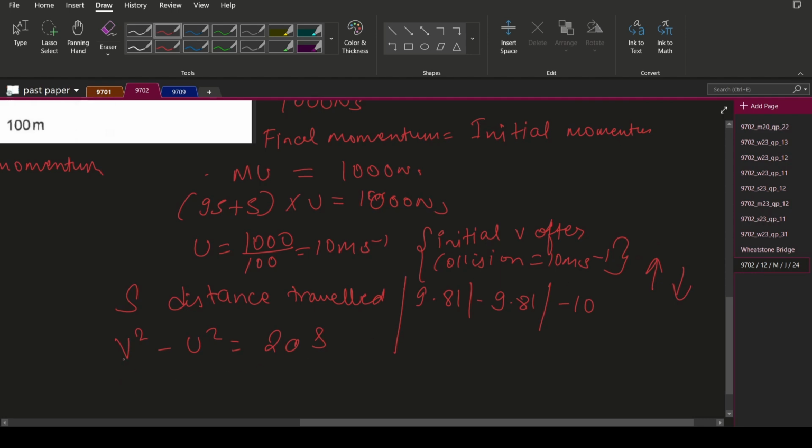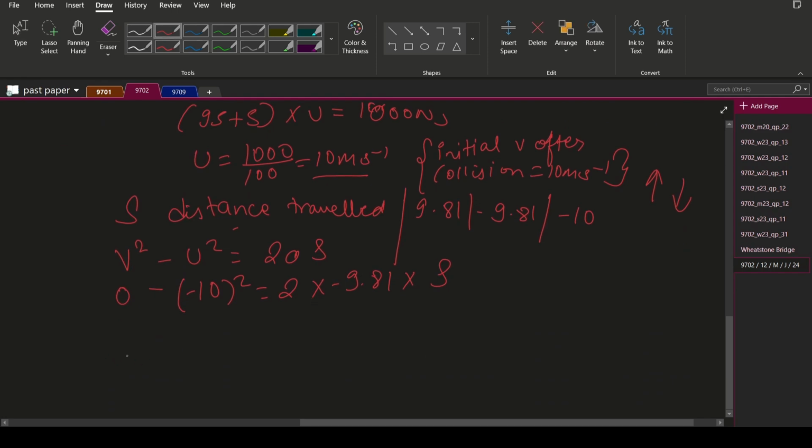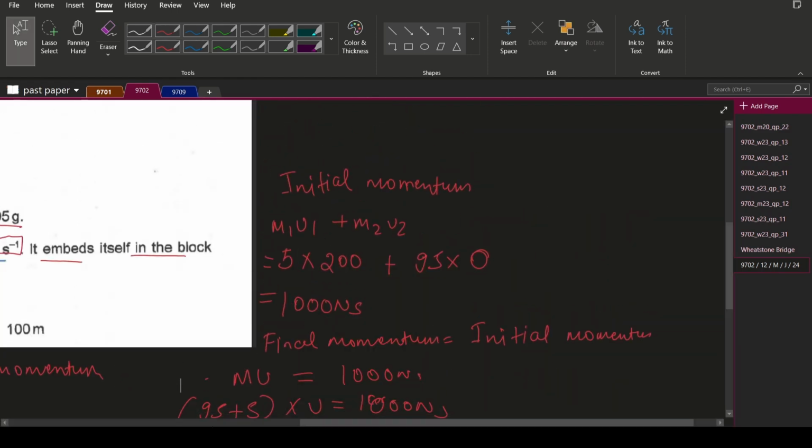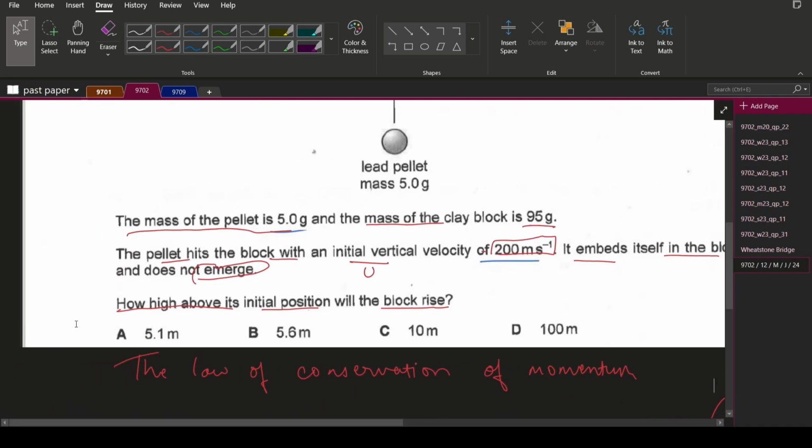Then if we look at it this way, v is 0, u is what we have just gotten, 10 meters per second, so minus 10 whole squared is equal to 2 times minus 9.81 times s, which is what we have to find. So s is equal to minus 100 by minus 9.81 times 2, which is roughly equal to 5.09 meters, which we can round off to 5.1 meters. Let's see if it matches any of the options here. I'm sure it does, but still. It matches option A, so the answer to this question is option A. Thank you.